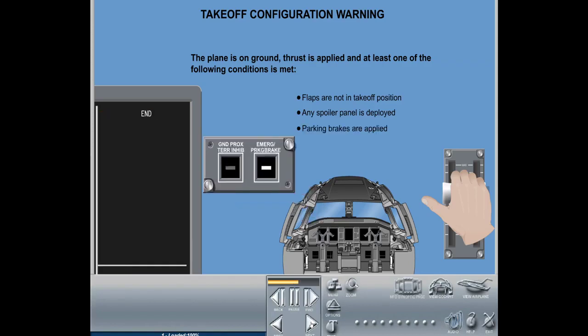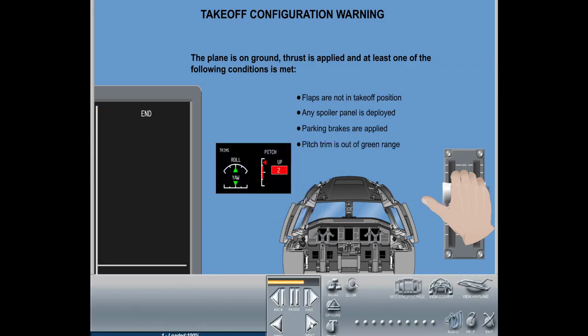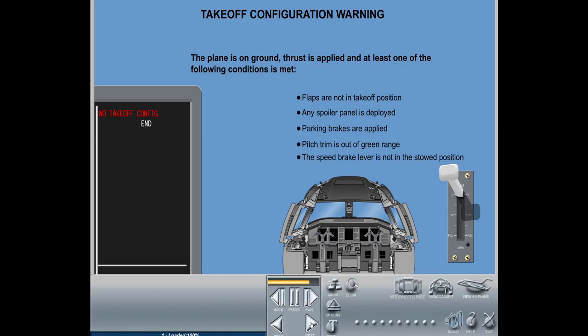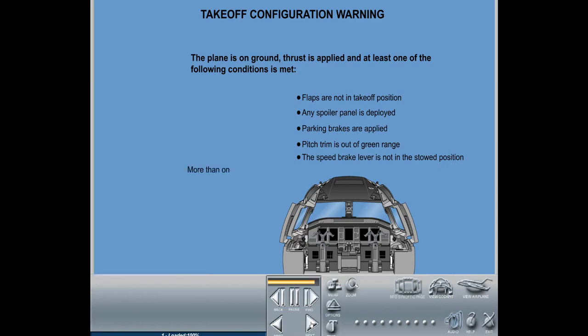Parking brakes are applied: "No takeoff. Brake." Or pitch trim is out of green range: "No takeoff. Trim." Or when the speed brake lever is not in the stowed position: "No takeoff. Spoiler." More than one warning may be generated if more than one condition is met.